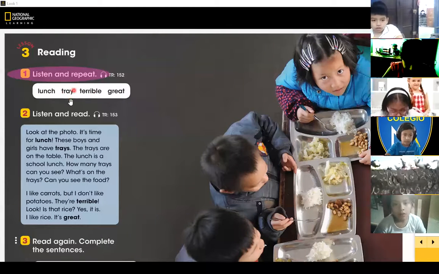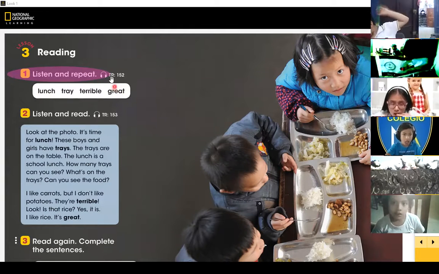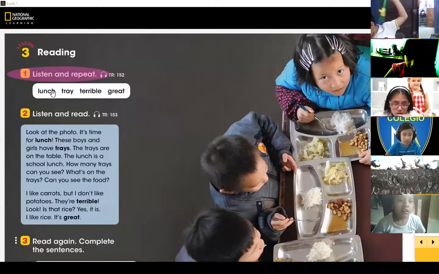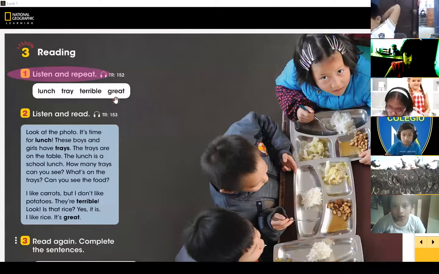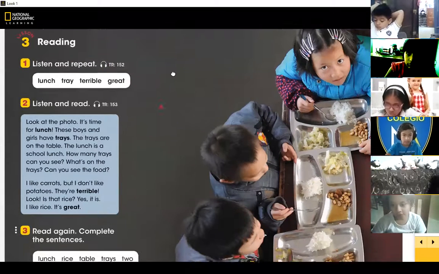Now, terrible, what is terrible? Como suena en español, terrible, terrible. And what is great? The opposite, lo opuesto, o sea, grandioso, great, yeah? Lunch, almuerzo. Tray, bandeja. Terrible, terrible. Great, grandioso. Yeah, we have here those words that we are going to use for this reading.